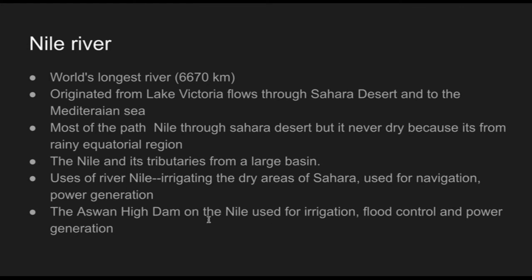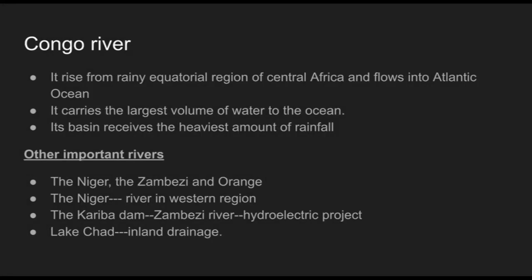Okay, clear about this? Once again, just to go through this Nile River. You know that it is the longest river. It starts from Lake Victoria, passes through the Sahara Desert, but it is not dry because it is from the equatorial region. Its uses: it irrigates the dry areas of Sahara, is used for navigation and power generation. And the Aswan High Dam, built on the Nile River, is used for irrigation, flood control and power generation.